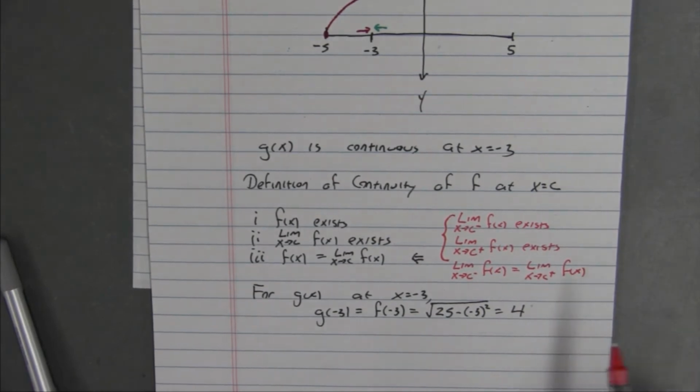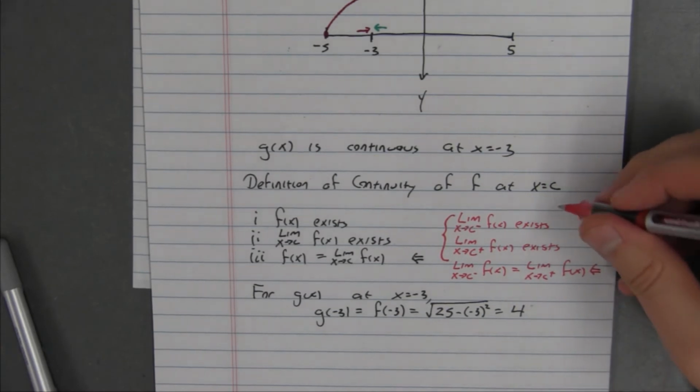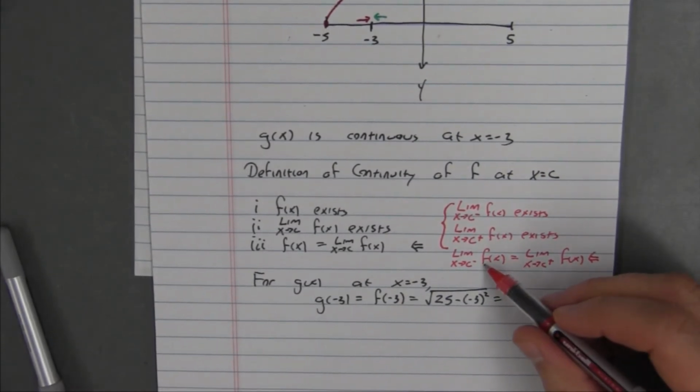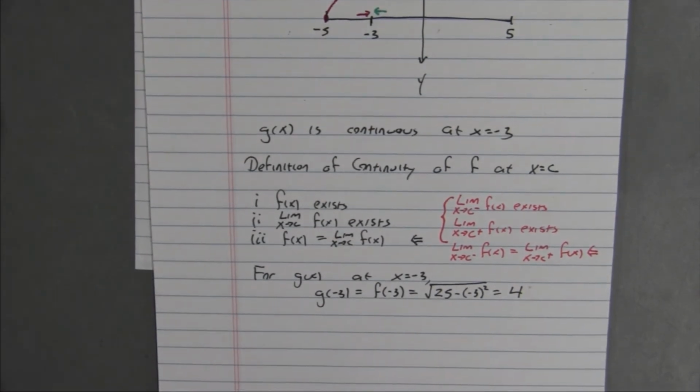And again, a lot of people will just write this third one, but I like to break this out and say this implies that both of these limits exist and they're equal to each other. So now let's go about showing that those two limits exist.